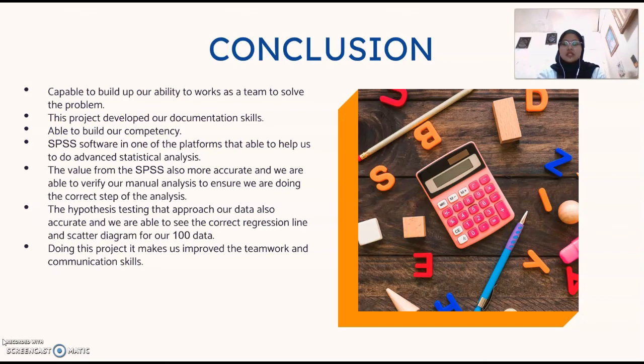Fortunately, all the analysis that our group did is accurate with the answers provided by the SPSS software. The hypothesis testing on our data is also accurate and we are able to see the correct regression line and scatter diagram for our 100 data. And finally, by doing this project, it improves the teamwork and communication skills among our team members in completing this task. That's all from me. Thank you.